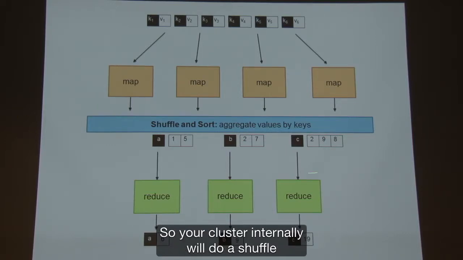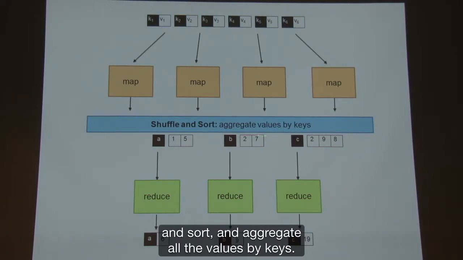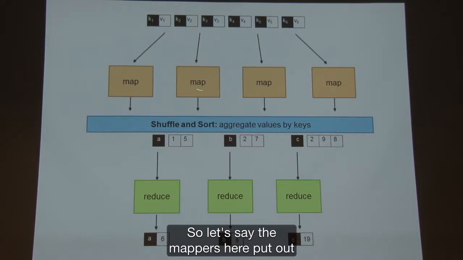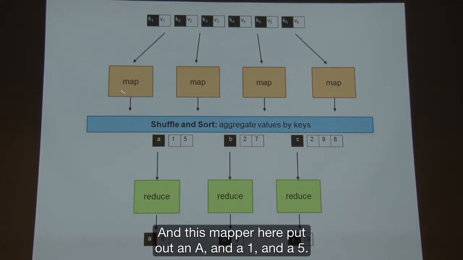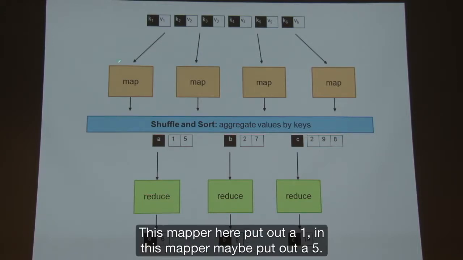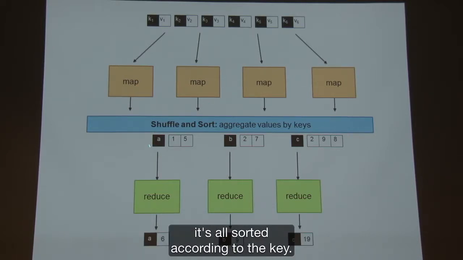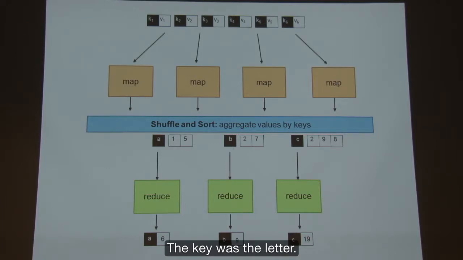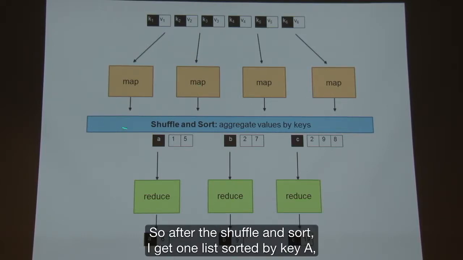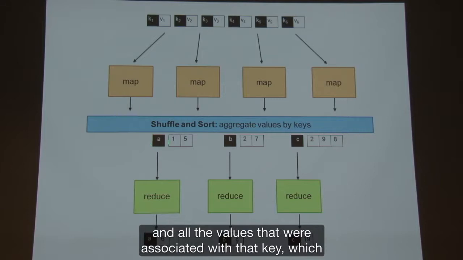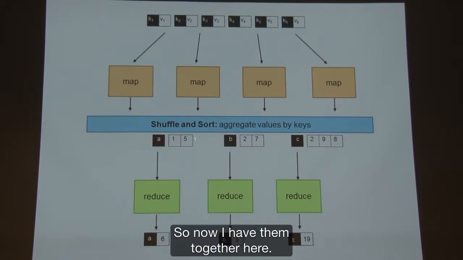So your cluster internally will do a shuffle and sort and aggregate all the values by keys. So let's say the mappers here put out some keys that are letters and then some values. This mapper here put out A1 and this mapper maybe put out A5. And then during the shuffle and sort, it's all sorted according to the key. The key was the letter. And then it knows, okay, this produced A1 and this produced A5. So after the shuffle and sort, I get one list sorted by key A and all the values that were associated with that key, which were 1 and 5. So now I have them together here.